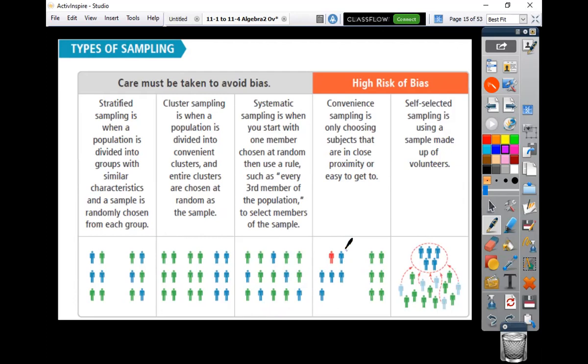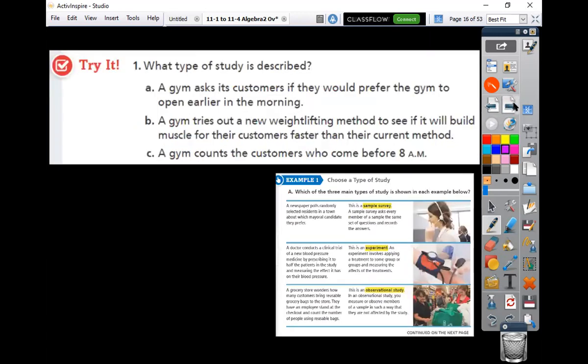Over here, convenience sampling is just who happens to be in a certain place at a certain time that you're choosing from. And then there's the one that's even more so, when people volunteer. So definitely over here, since you're not randomly selecting, you've got a real high risk of bias, and every place you have a chance of having bias, you want to try to control for.